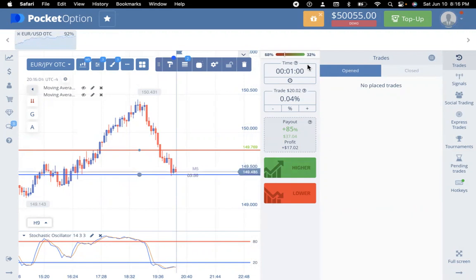And again, we're going to keep the same risk of $20. We can see that our payout has changed to 85%, so we will be making a profit of $17.02 should this trade go in our favor, right? So we wait, guys. And again, if you are not a patient trader, you can always move your entry point closer to where the previous candle started. Okay, so we're getting closer, right?